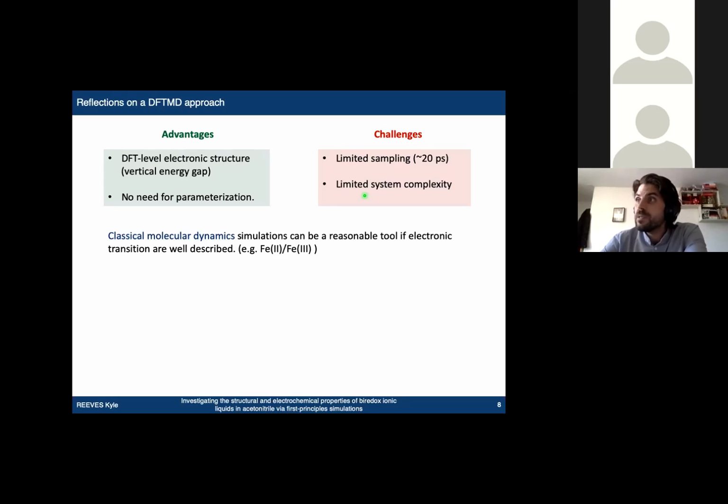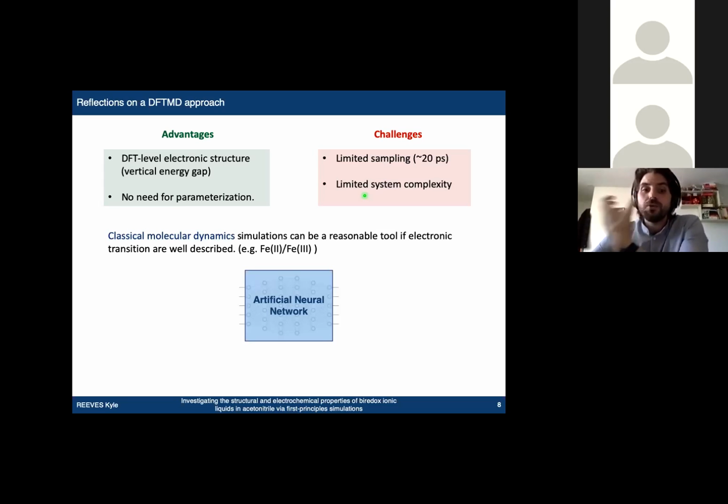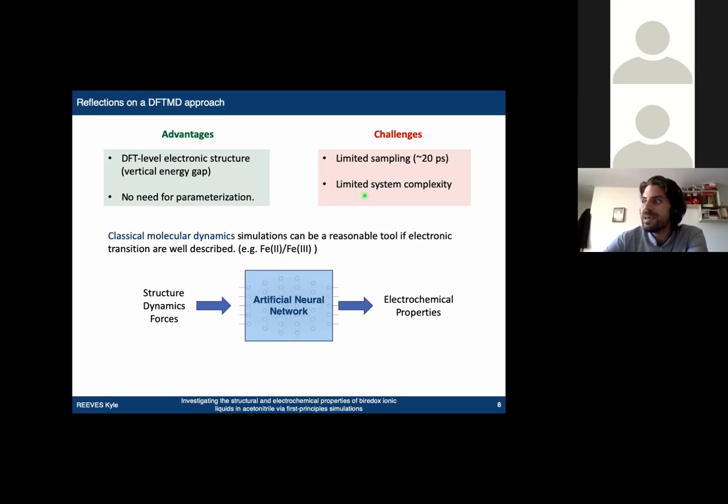Classical molecular dynamics has been shown to be an approach that is possible to describe these types of electrochemical processes. So what we propose is, in fact, it's a bit of a buzzword, but it's interesting nonetheless, I think, to explore the potential of using machine learning and artificial intelligence, in particular artificial neural networks, to take advantage of information we already have to predict a value we're interested in. So, for example, we have a lot of information about the structure, dynamics, and forces of our system. Can we construct a machine learned model, an artificial neural network that allows us to predict electrochemical properties?